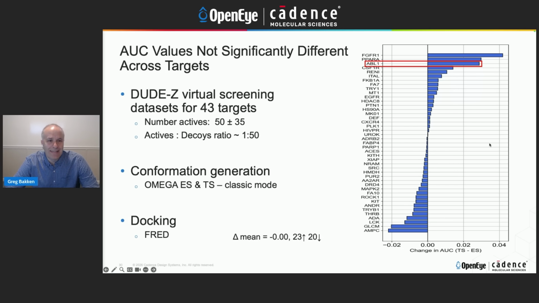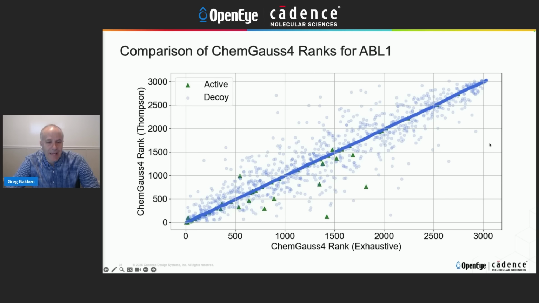But we may also want to dig into some of these targets and just make sure we understand exactly what's going on there. So if we look at one of them, ABL1 specifically, we can dig in and say, okay, what were the ranks from ChemGauss4? We do our docking, and we rank our compounds to calculate the AUC.